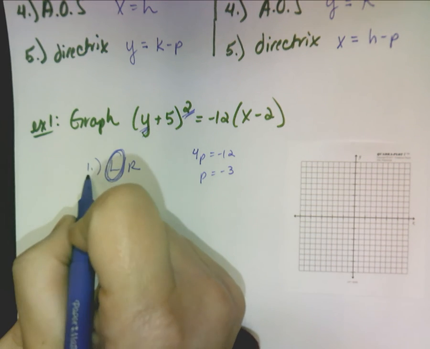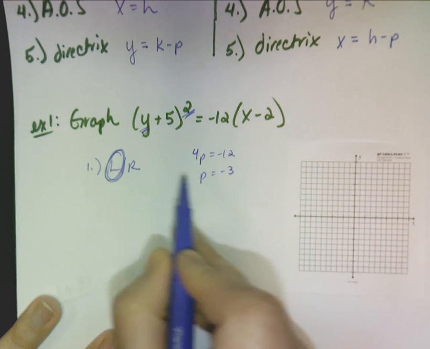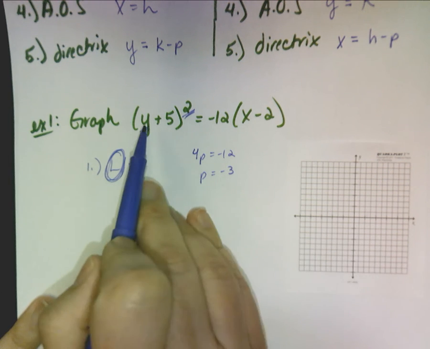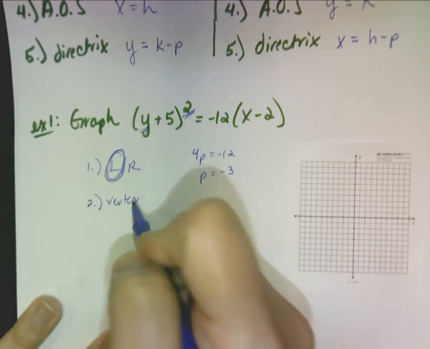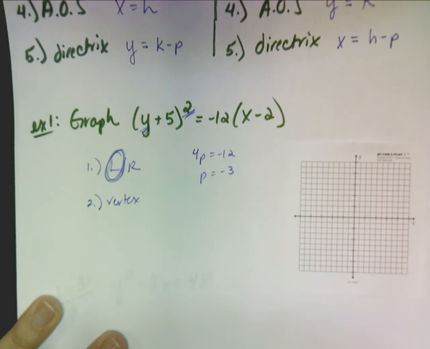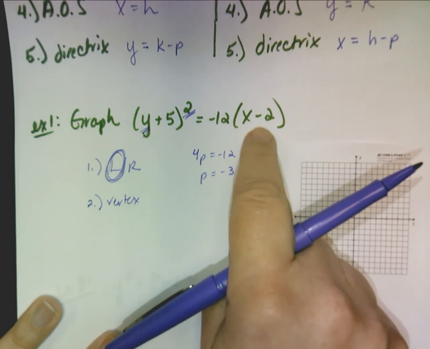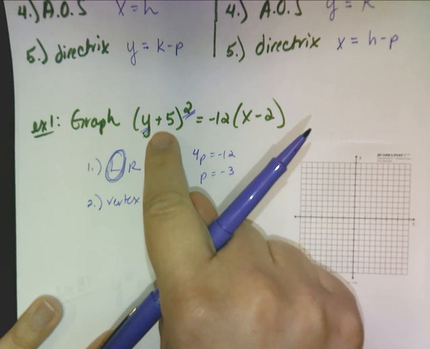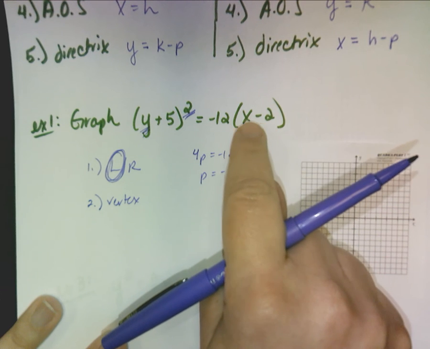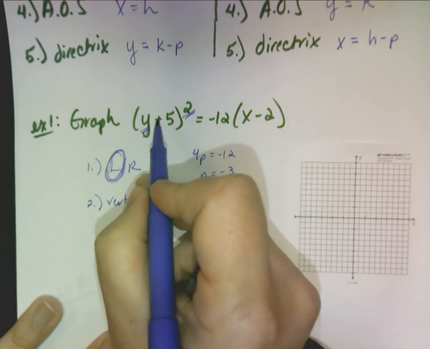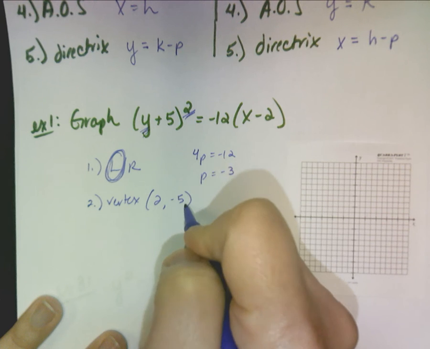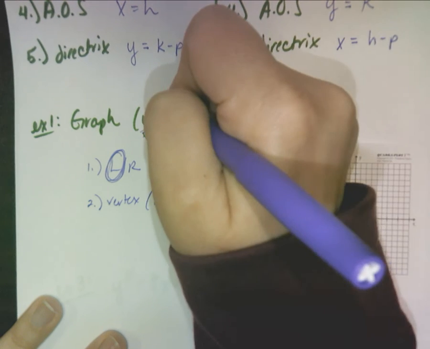All right. So number one, up, down, left, or right. We know it's left because it's negative, and we know it's left and right because it's y squared. Number two, I want you to tell me where the vertex is. The vertex is always HK. Your H is always with the X, the K is always with the Y, and you change the signs. So if it's minus 2 right here, you're going to call it 2. If this is positive 5, it's going to be negative 5. H, K.